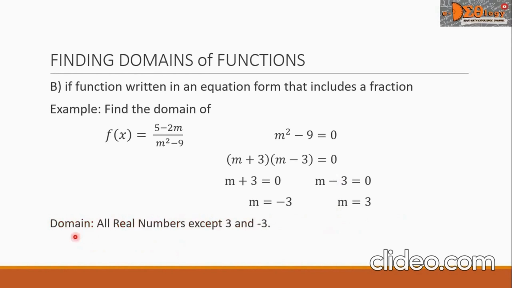So in writing the domain, we will write all real numbers except 3 and negative 3. In symbol, we can write it like this: R to represent all real numbers, then minus the values 3, negative 3 inside braces. This is our final answer.